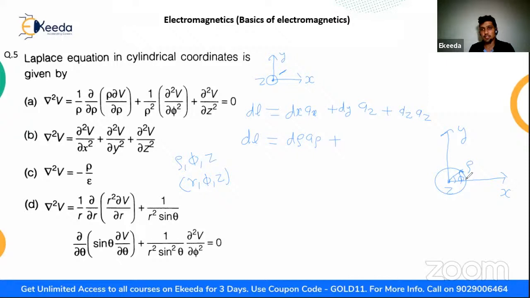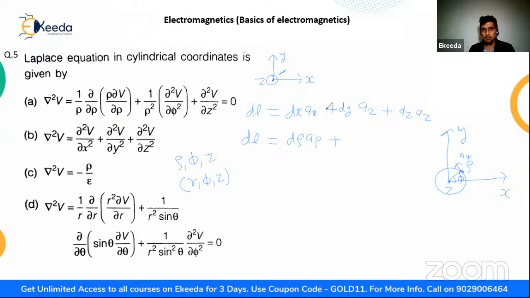So similarly, the direction of phi will be in this direction, because in this direction phi is increasing. So this will be the direction of phi. Okay, so this will be a phi. How do we know what the direction will be? You can easily know that in whatever direction the coordinate or the parameter is increasing, that will be the direction of that vector.